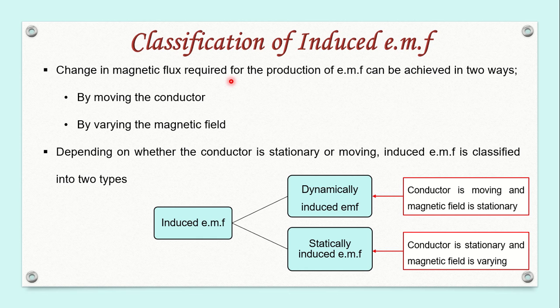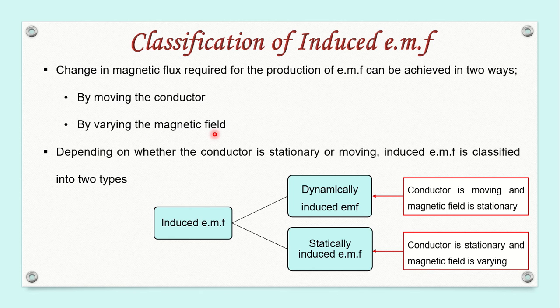should change, and this change in magnetic flux can be achieved in two ways, either by moving the conductor or by varying the magnetic field. The flux linking with a conductor should change in order for an EMF to be induced in that conductor. So in order to obtain that change in flux, we can either move the conductor by keeping the magnetic field stationary, or we can move or vary the magnetic field by keeping the conductor stationary.